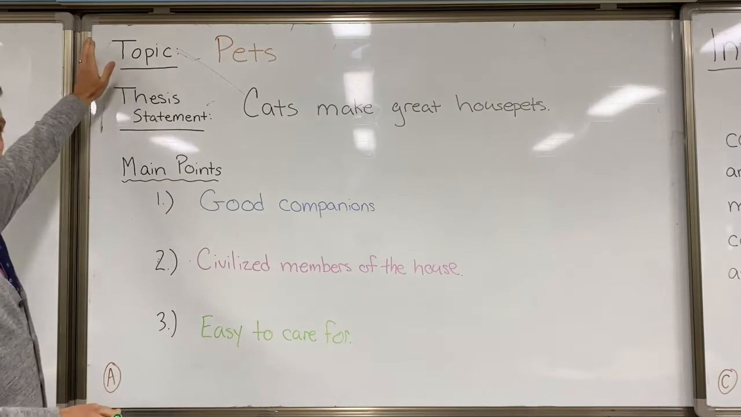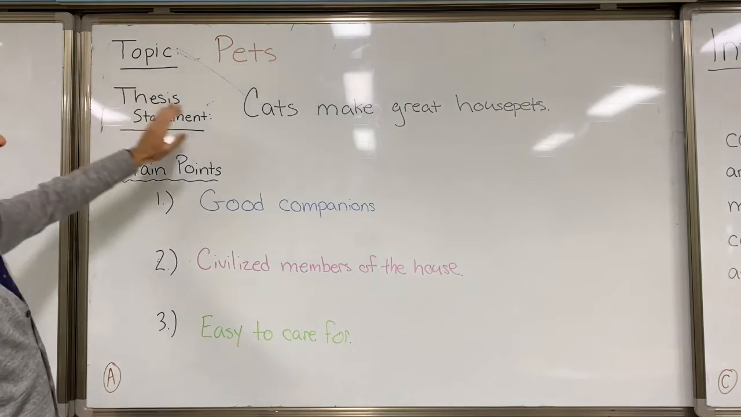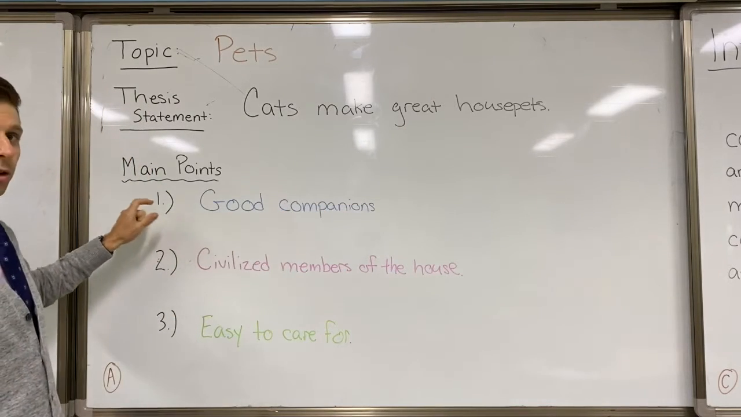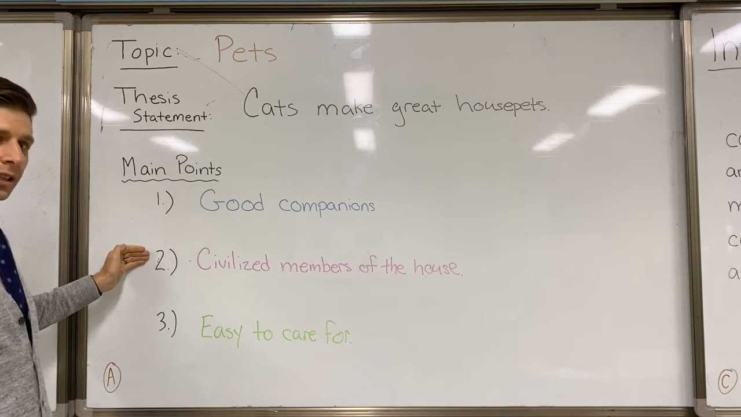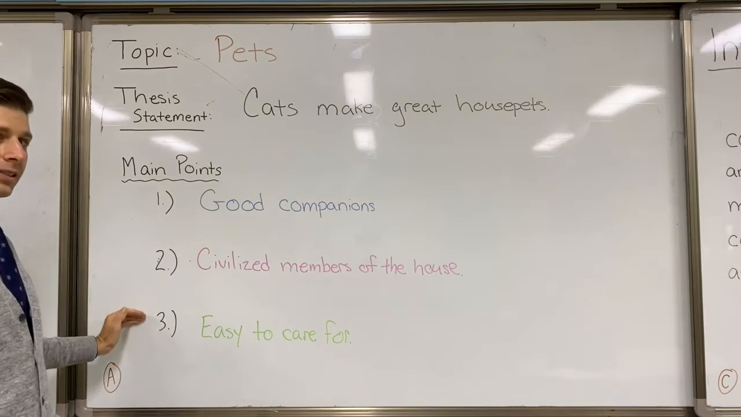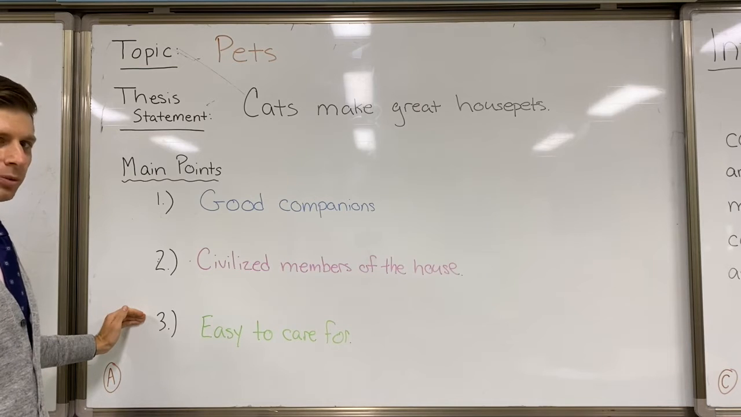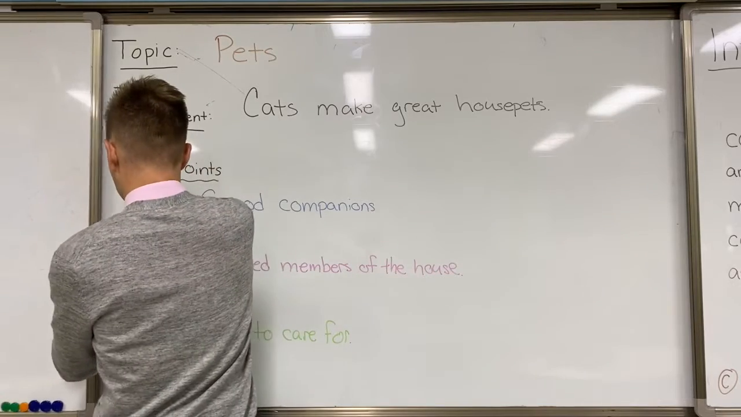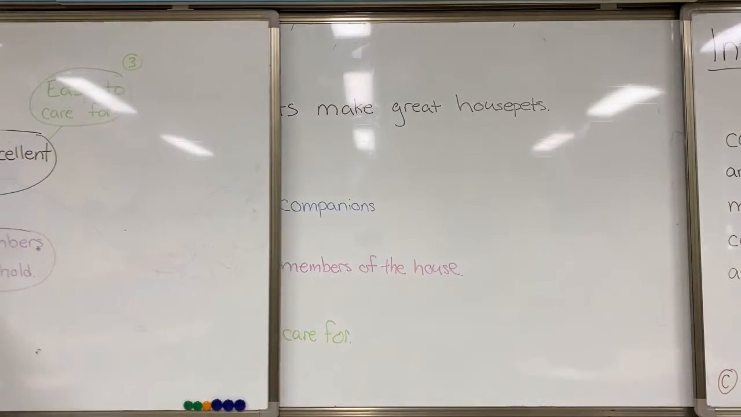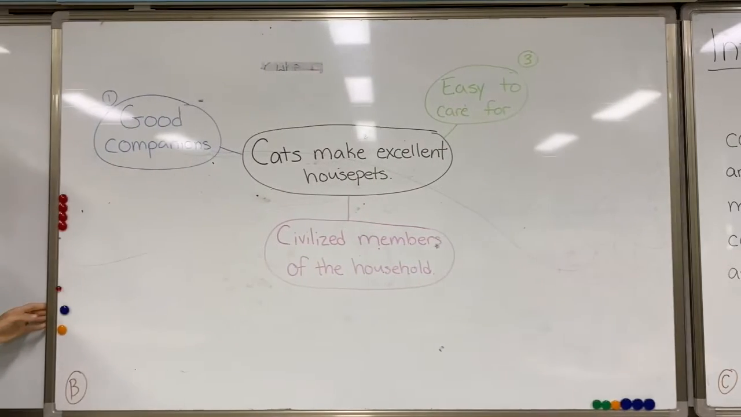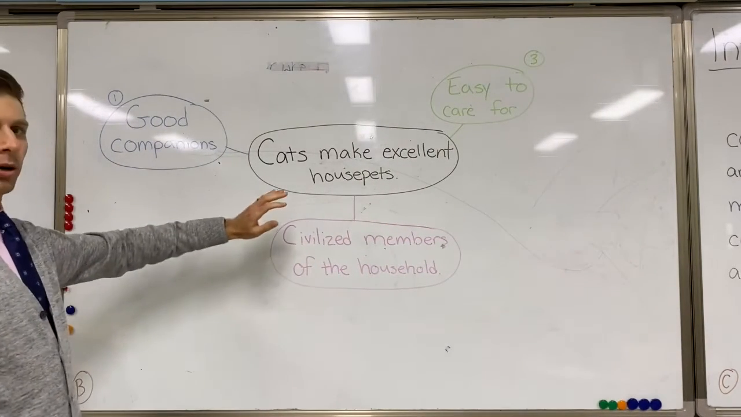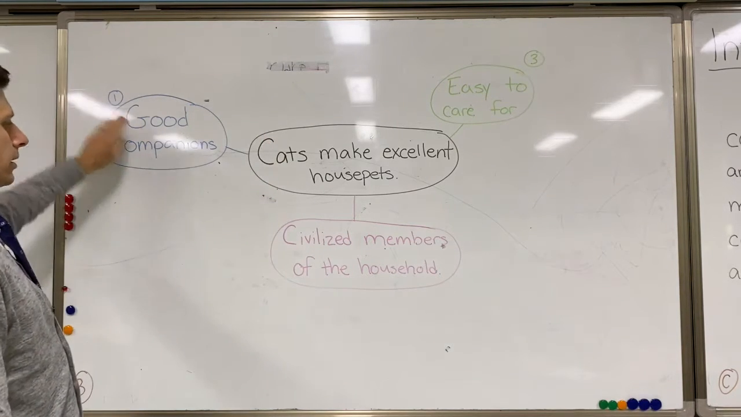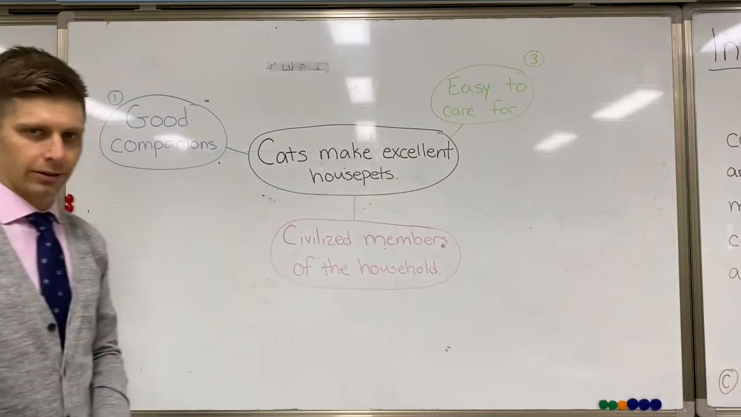So again, if our topic is pets and our thesis statement is cats make great house pets, we're going to support it with 3 reasons. They're good companions, they're civilized members of the house, and they're easy to care for. You guys with me so far? Good. So let's look at how that outline would look, as I drop the markers. So if we were going to make an outline, this is what it would be. The topic would be in the center, and we have our 3 topics out here, right?